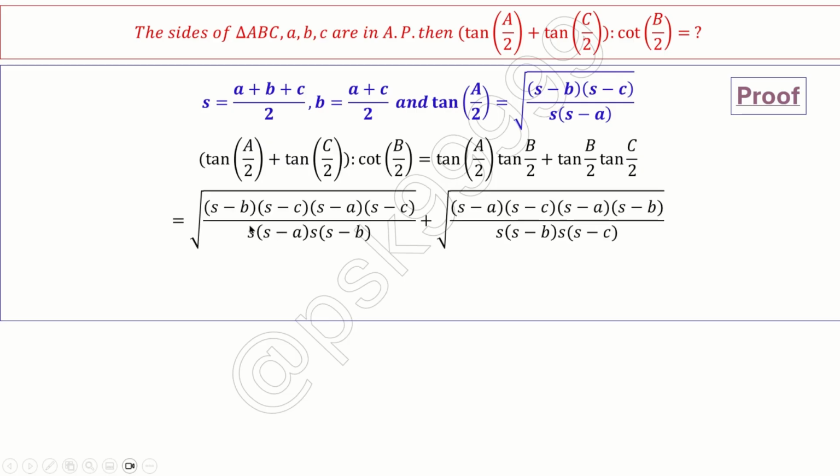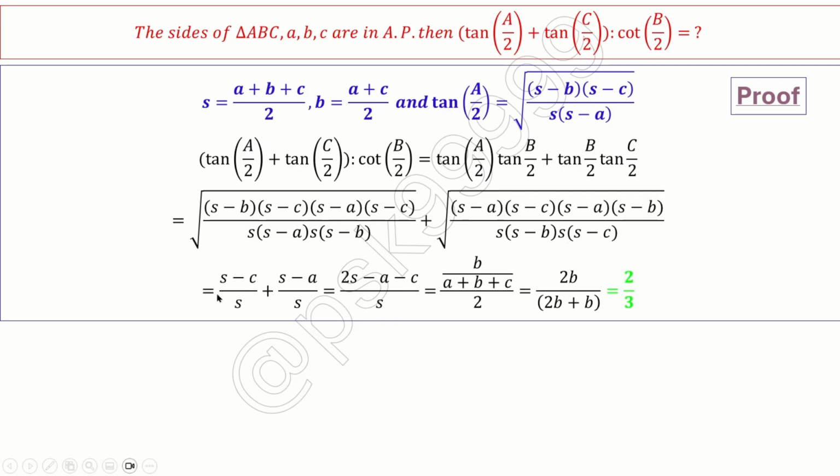Now I substitute the values, and if I look at it, most of the things get cancelled, right? S minus a and S minus b get cancelled. So I am left with S minus c whole square into S square, and here I am left with S minus a whole square divided by S square. So that is nothing but S minus c by S plus S minus a by S. If I simplify, this is what I'll get, and replace S with a plus b plus c by 2. Then what I will get is 2 by 3. This is the answer.